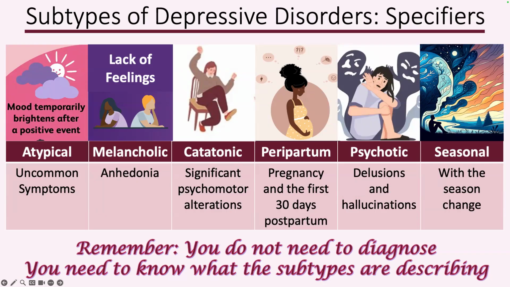Melancholic depression. What is anhedonia? I mentioned it a little bit ago. What is anhedonia? Yes, decreased interest in activities you used to like. Catatonic depression is significant alterations in movement, whether that's a lot of movement or almost no movement.